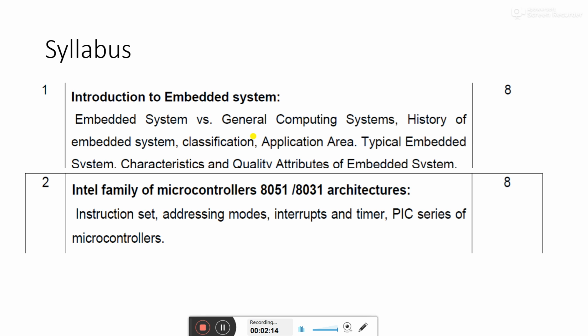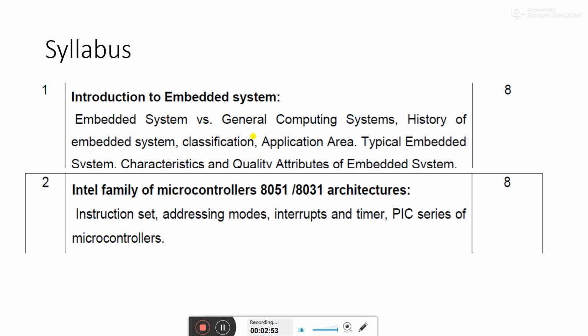Next, we will find what microcontrollers are and how they come into use for designing embedded systems. We will learn about the 8051 microcontroller and 8031 architectures. These are very basic architectures which students should know about, developed by Intel, and in the 8051 microcontroller you will learn about instruction sets, and the addressing modes of the 8051.